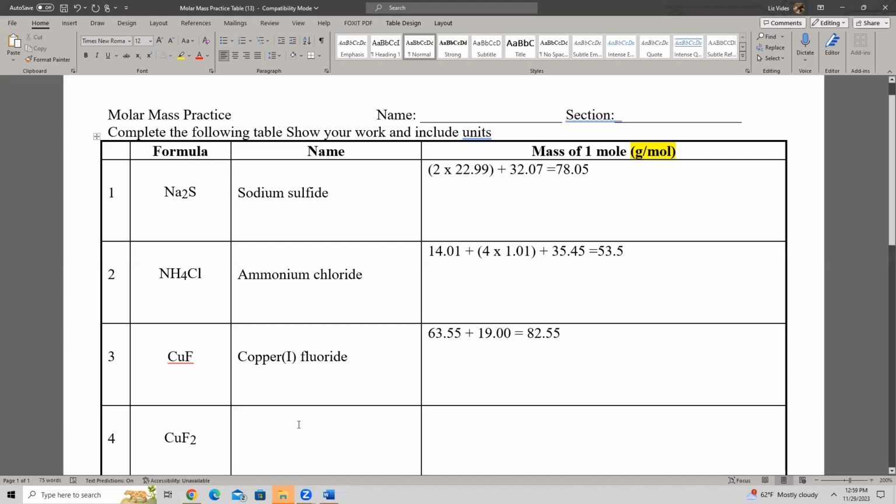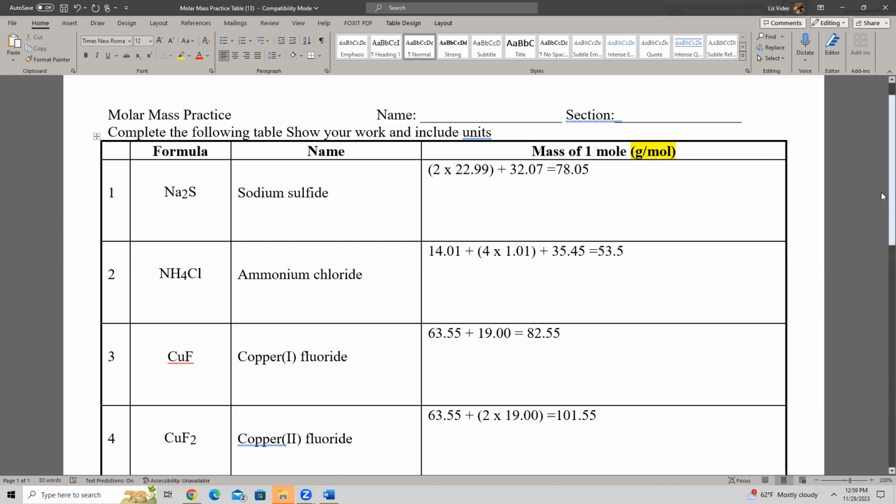Okay. Copper 2 fluoride, on the other hand, has one more. So the molar mass is going to be bigger by 1 atom of fluorine because there's 2 of them this time. And the answer to that is 101.55.